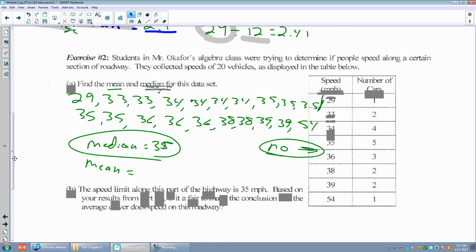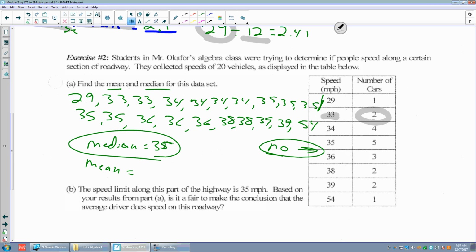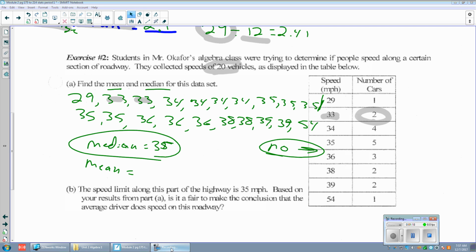Exercise number 2 is really tricky. It's tricky because, be careful, there's not one 33, there are 2 of them. So we wrote down 33 twice. We wrote down all the numbers. There are 20 numbers. Yes, indeed, there are 20 numbers. We found the median, and now you find the mean by adding them up and dividing by 20. Make sure you write down the total before dividing by 20.